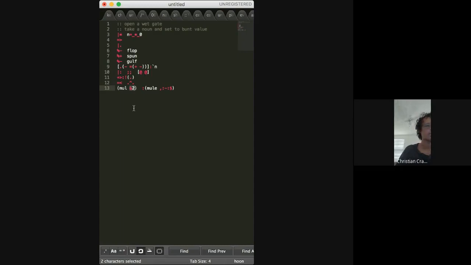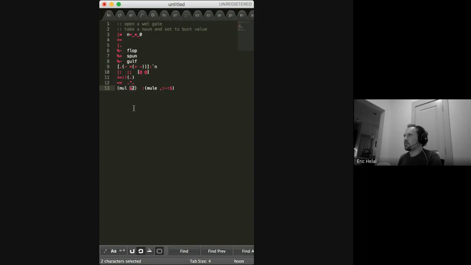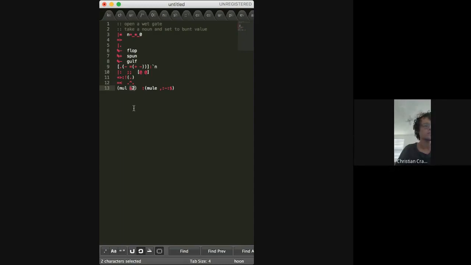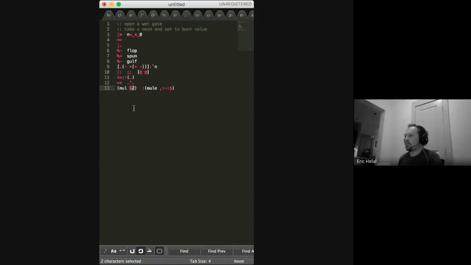Let's see. The head. I think so. No. Oh, that's the tail. The head of the tail. The tail. I always forget how to do wing notation. I have real trouble with it.